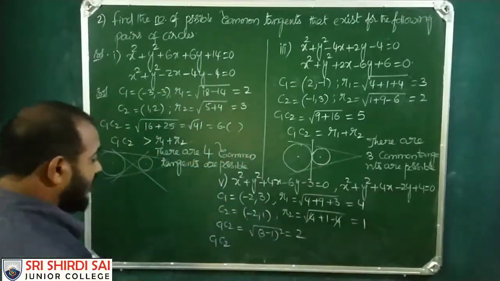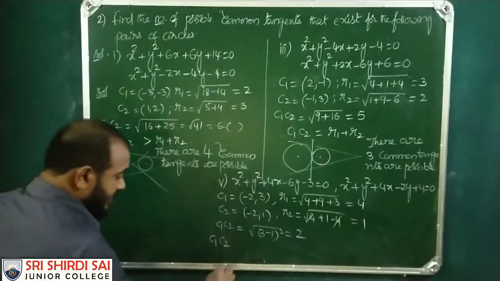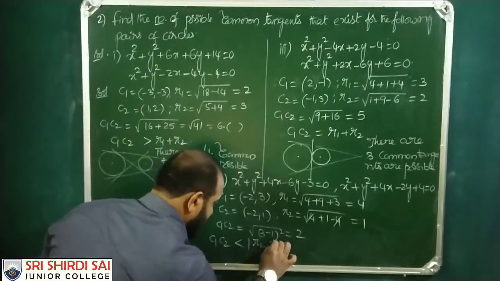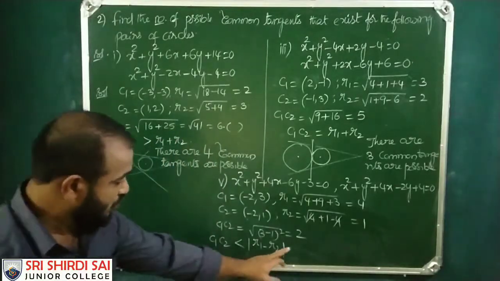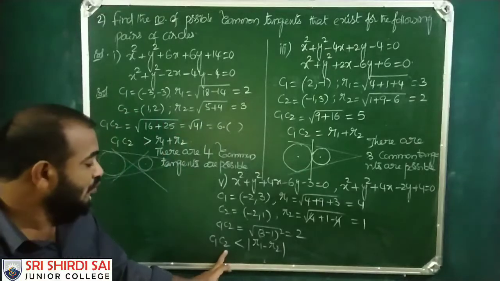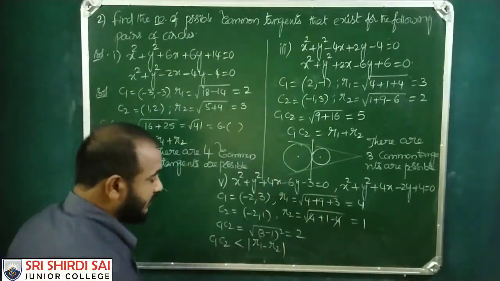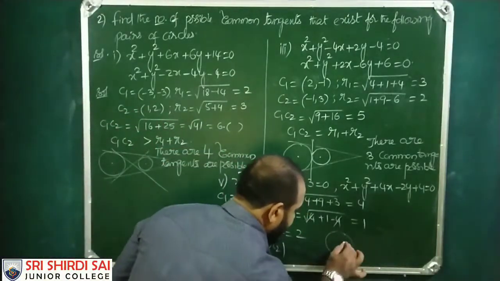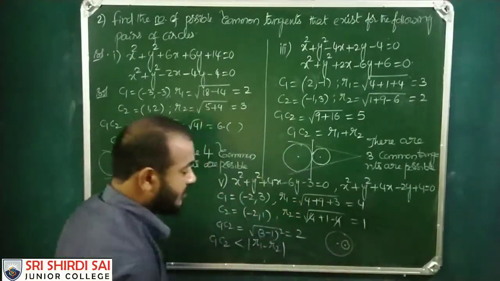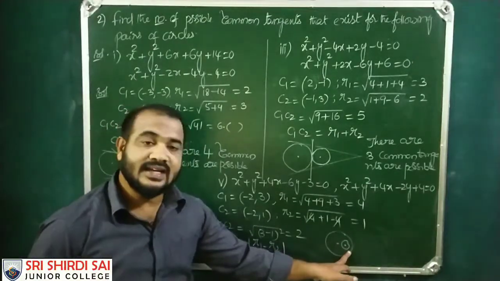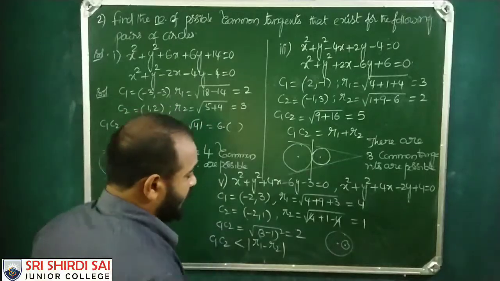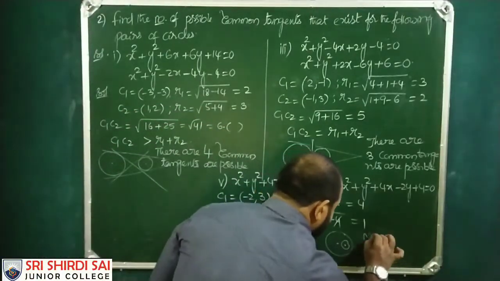Otherwise, let us see: C1C2 versus R1 minus R2. C1C2 is 2, R1 minus R2 is 4 minus 1, 3. Yes, 2 is less than 3, it follows. That means one circle lies completely inside the other circle. Therefore, no common tangents are possible. So, no common tangents.